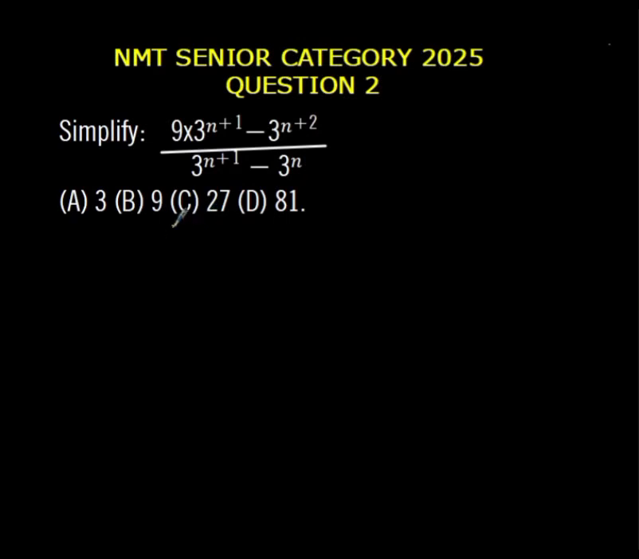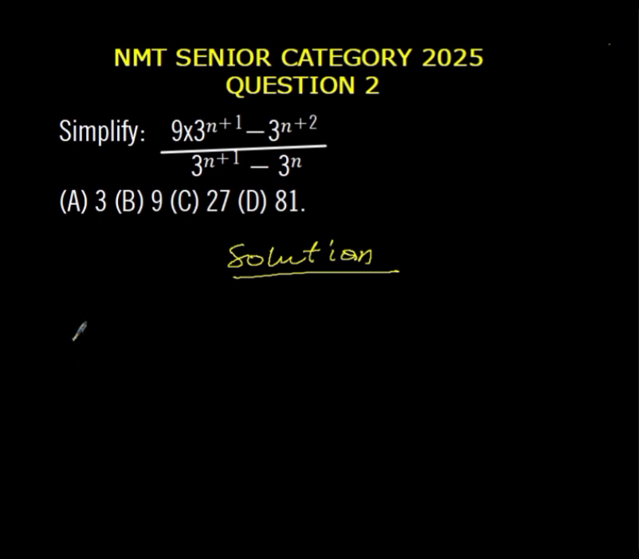Number 2 question says simplify 9 times 3 raised to power n plus 1 minus 3 raised to power n plus 2, all over 3 raised to power n plus 1 minus 3 raised to power n. And we have the following options here. So our task is to get the correct option.